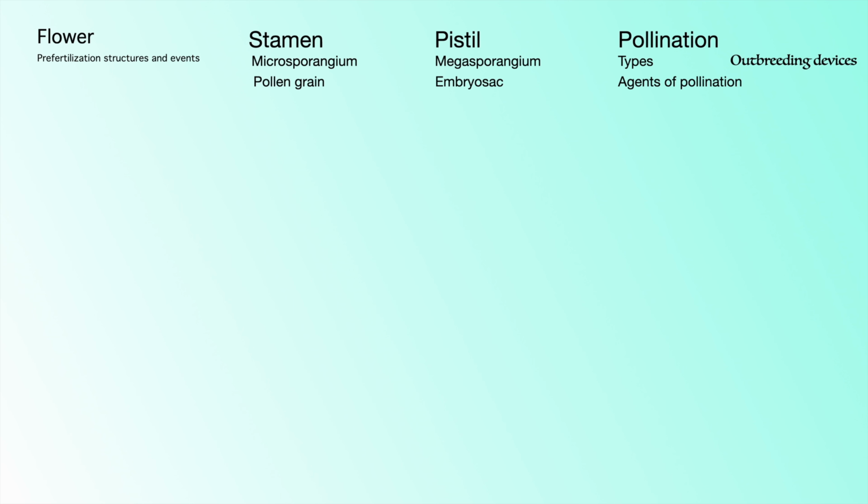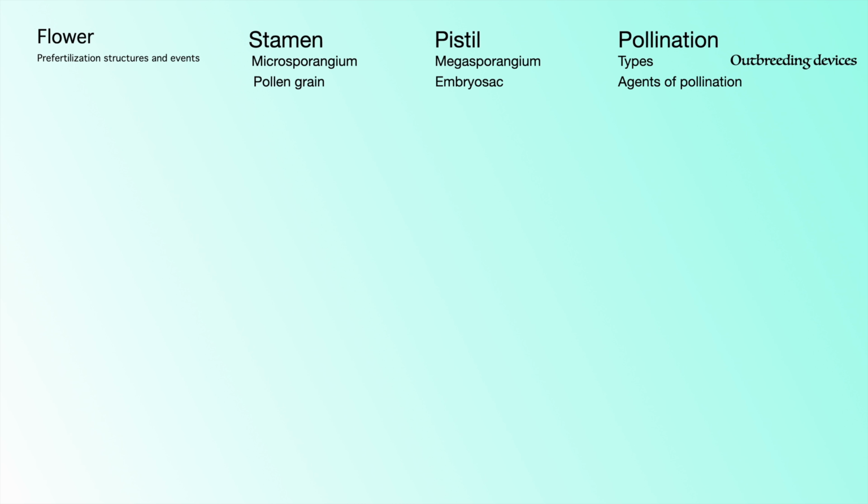Let us know about agents of pollination. Agents of pollination help in transfer of pollen from anther to stigma. Wind, water, and animals are agents of pollination. Among them, wind and water are abiotic agents. Animals are biotic agents. The majority of the plants use animals as agents of pollination.